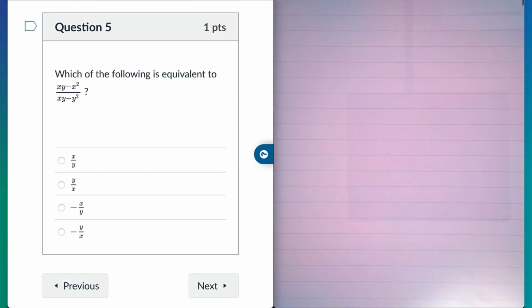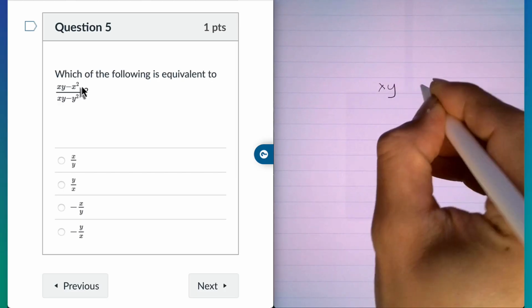Okay, we got a fraction with the variables top and bottom. They look strikingly similar, but they're not the same thing. So let's start with the top. The common factor, or greatest common factor, of xy and x squared will be x.